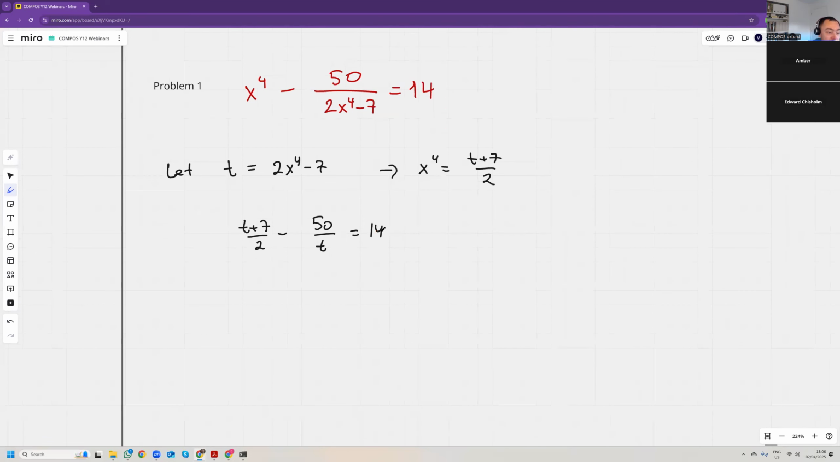I find the common denominator and multiply. So basically, I multiply by 2t, keeping in mind that t is not equal to 0, so I'm not multiplying by 0. t is not 0, and we have to keep that in mind.